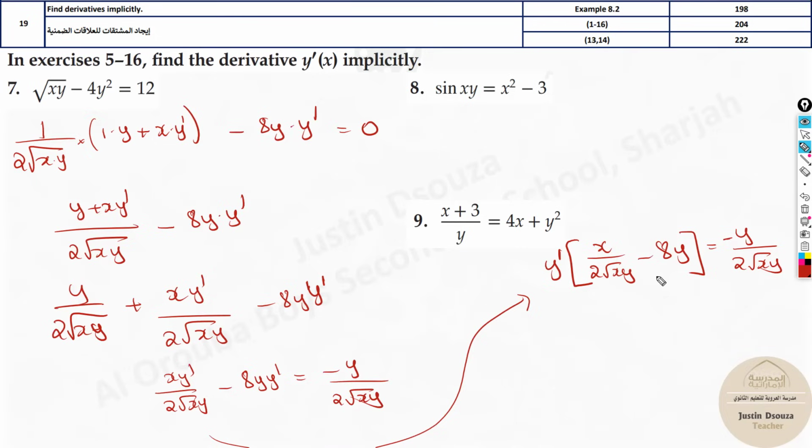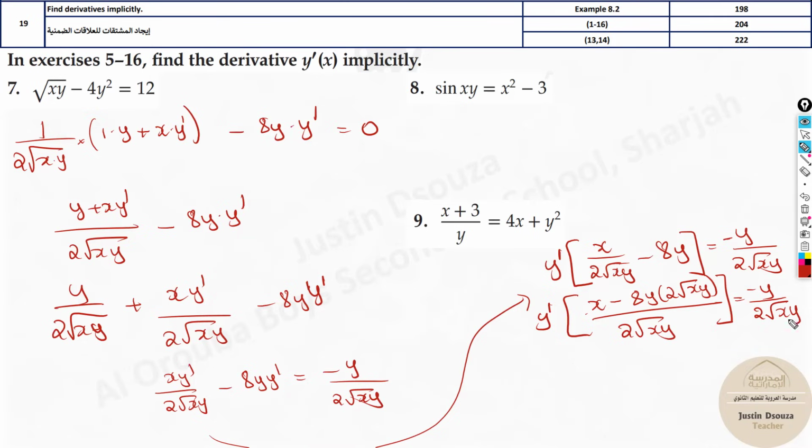See, now this is all correct. The answer might vary because it just depends on how you simplify it. Here, I'll just take the LCM of this. LCM in the sense, I'll multiply the denominator up and down over here as well. It'll be x minus 8y into 2 root xy divided by 2 root xy over here. That is equal to negative y divided by 2 root xy.